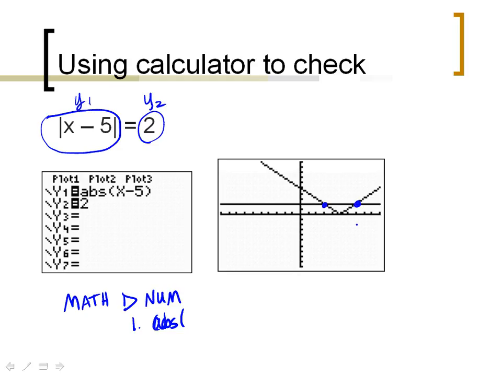What are the x values there? They are at 3 and 7. And if you recall, we did that before where we said x minus 5 equal to 2, or x minus 5 is equal to negative 2. If we add 5, we get 7. Or if we add 5 to negative 2, we get 3. So the x values of where they intersect are the solutions to this equation. So we know we have two solutions.